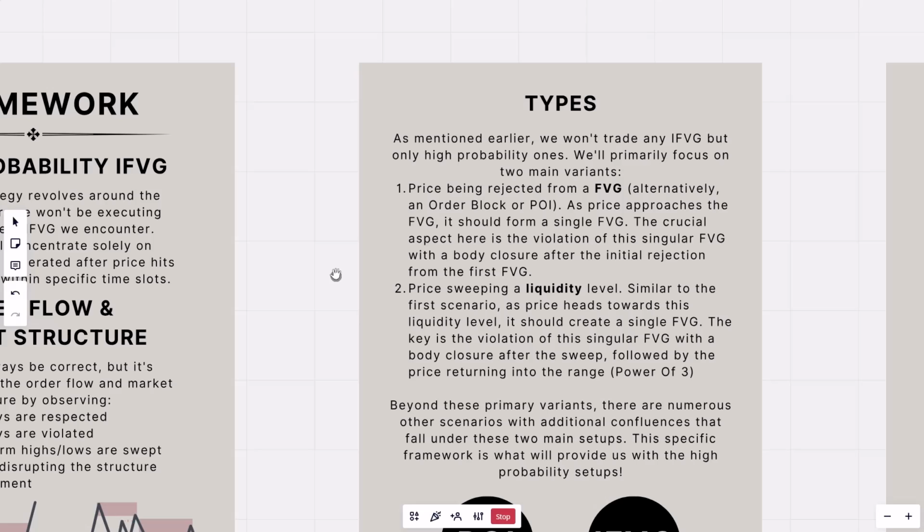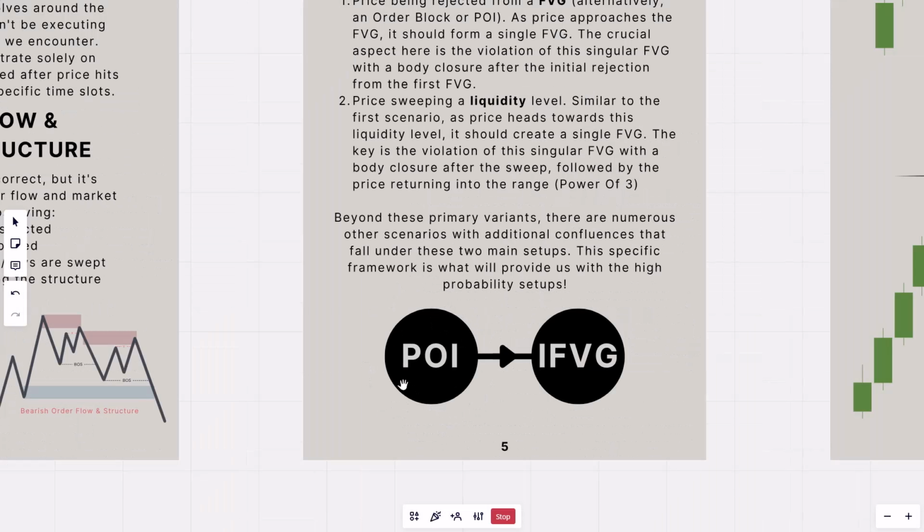And beyond those two main variants, there are a lot of other variants that you can create with different confluences, including OTE, some supply and demand, and the other PD arrays, the overlapping PD arrays, a lot of different ways. If you're already experienced with ICT concepts or smart money concepts, you would have a lot of ideas and a lot of other confluences that you can put together in order to get the highest win rate. So this is all we need here. Point of interest, creating an inverse fair value gap. The point of interest could be a liquidity level, or it could be another fair value gap, right? Or an order block. We could actually use order blocks here if you're a fan of order blocks.